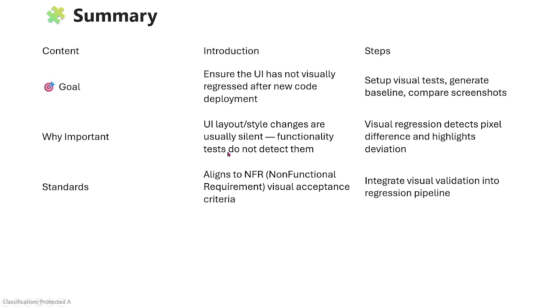UI layout style changes are usually silent. Functional testing does not test them. Visual regression detects pixel difference and highlights deviation. Aligns to non-functional requirement, visual acceptance criteria. Integrate visual validation into regression pipeline.